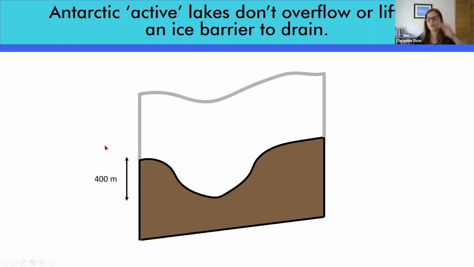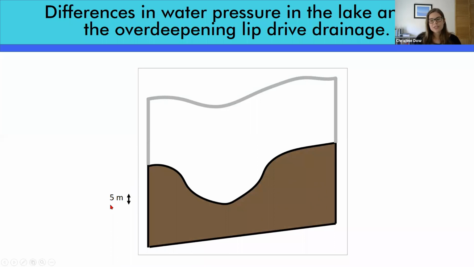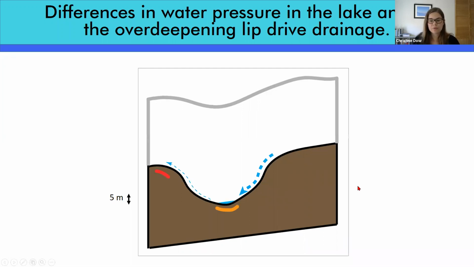You can have these overdeepenings more than 1 kilometer deep, so that would be a huge amount of water. And so instead, what we tend to have is a system that's driven entirely by changes in pressure. So we start off with water coming into a basin. Now, one important thing to note is that at no point does water stop leaving the basin. We don't ever block water in the basin entirely. So you always have at least a trickle of water coming out the other side.